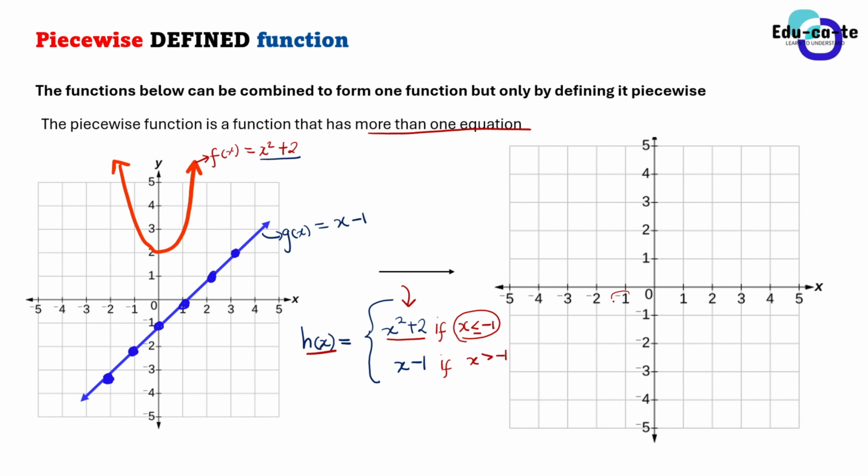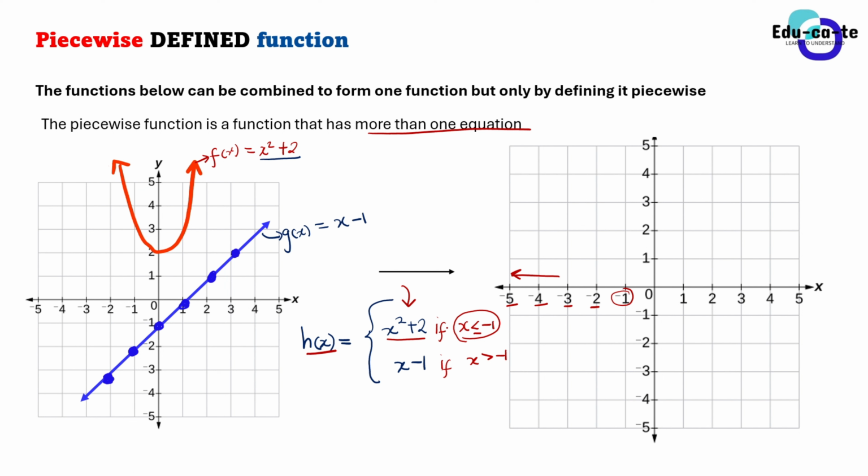This is negative 1 on the Cartesian plane. So when we are saying that we are going to use the equation x squared plus 2 if x is less than negative 1, we're actually going to plot this to the left-hand side of negative 1, because the x values that are less than negative 1 are negative 2, negative 3, negative 4, negative 5, going to the left of negative 1. So we're actually going towards negative infinity. So we are going to use this equation x squared plus 2 to plot our function.